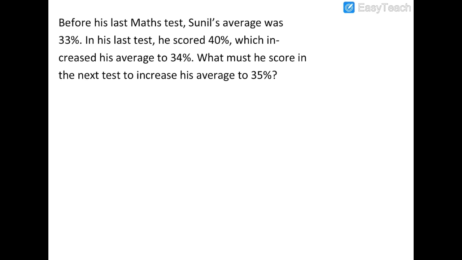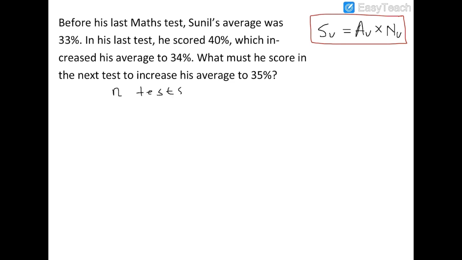Okay, so we must remember our important formula that the sum of the values will be equal to the average multiplied by the number of values. Very important formula, and we must remember it all the time when we're dealing with averages. Okay, so assuming that Sunil wrote n tests, the sum of the first n tests will be equal to the average, which is 33%, multiplied by n tests.